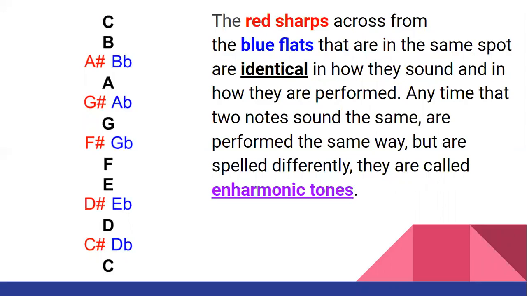When they are identical, meaning they sound the same and they're performed exactly the same way, but they're spelled differently, they are called enharmonic tones. So what I want you to take away from this diagram is that enharmonic tones will sound exactly the same as each other, even though they're spelled differently.